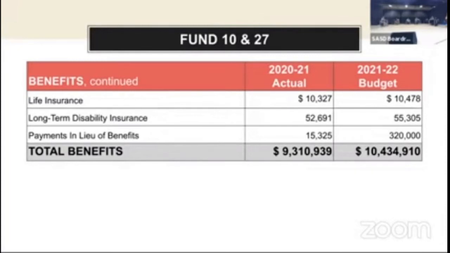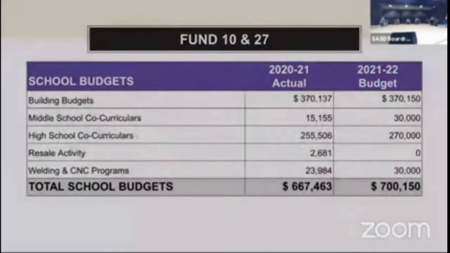Some of those are due to the percentage of salaries budgets, and some are due to the increase in health insurance. And I think I have a typo there in the payment in lieu of benefits that I can guarantee you that's not $320,000. But if we go to the next slide, please.